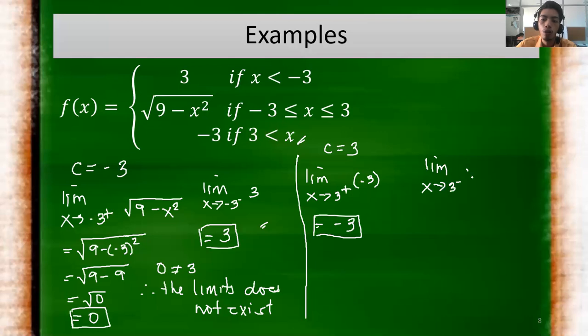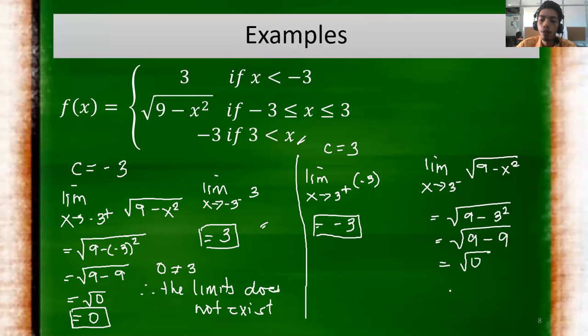So we are going to use 9 minus x squared. So we have to substitute 3 by x. So we will have square root of 9 minus 3 squared. So you have square root of 9 minus 9. You will have square root of 0 is equal to 0.